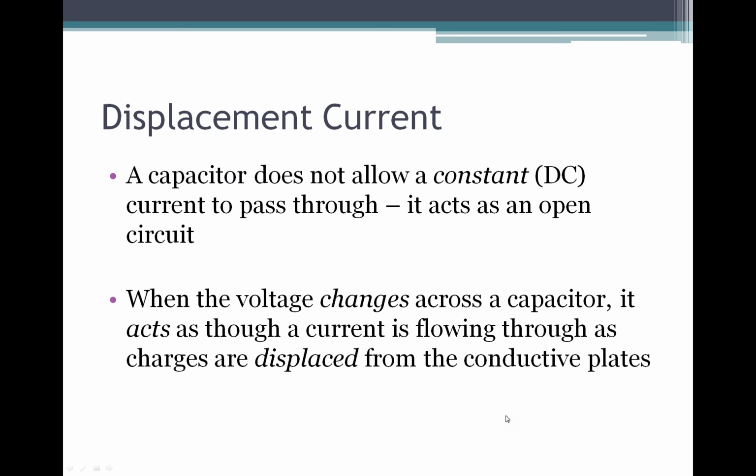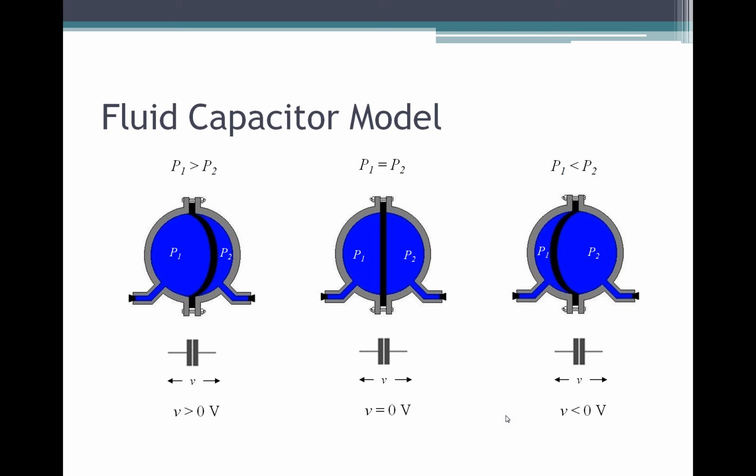Now, a capacitor doesn't allow a constant current to pass through it because it acts as an open circuit, and that's because the dielectric material of the capacitor doesn't allow a current to flow through it. And we can see that that's the case with our fluid capacitor model. If we put water or fluid in one side of this, it's not going to mix and it's not going to flow through to the other side.